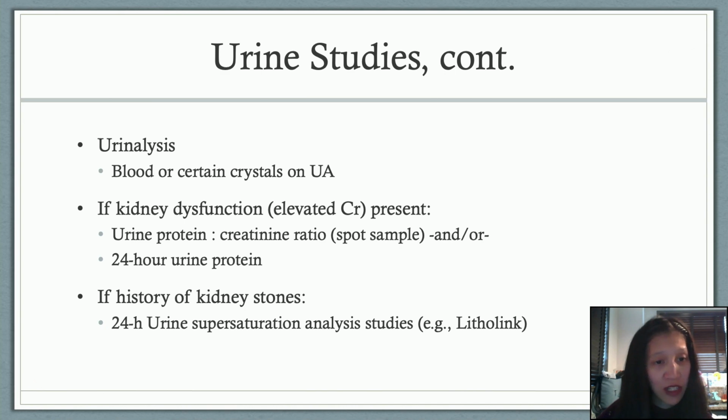If you have a history of kidney stones, I usually recommend getting a formal 24-hour urine supersaturation analysis, which is also called a Litholink study. It's also just a 24-hour urine collection, but it's usually done by a special company called Litholink, where they do a whole slew of different chemistries that give us information about what kinds of kidney stones you're at risk for, and helps guide me as a nephrologist as to what we can do to help you prevent further kidney stones.